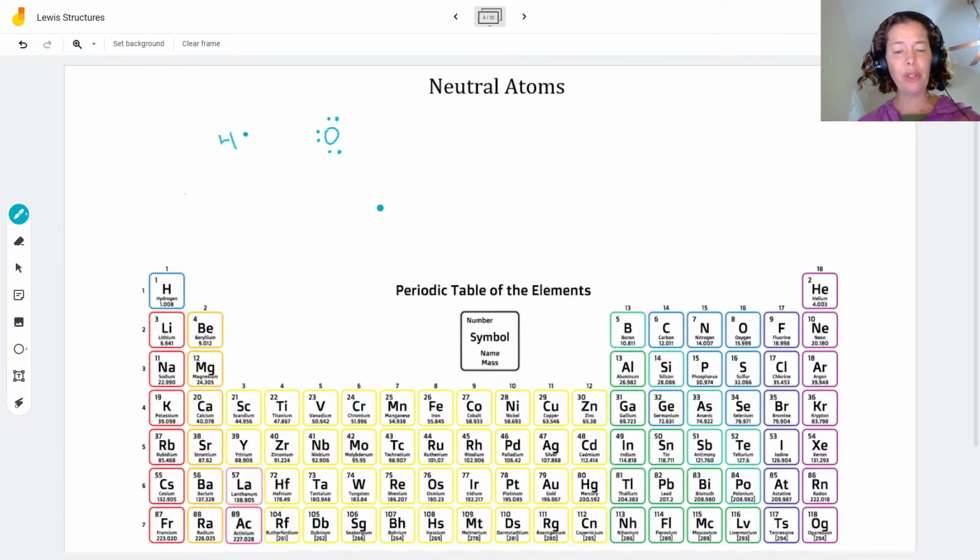Okay, let's do another Lewis structure. Let's do the Lewis structure for barium. It is in the second column or the second group. It has 2 valence electrons. There you go. Just bam right there.